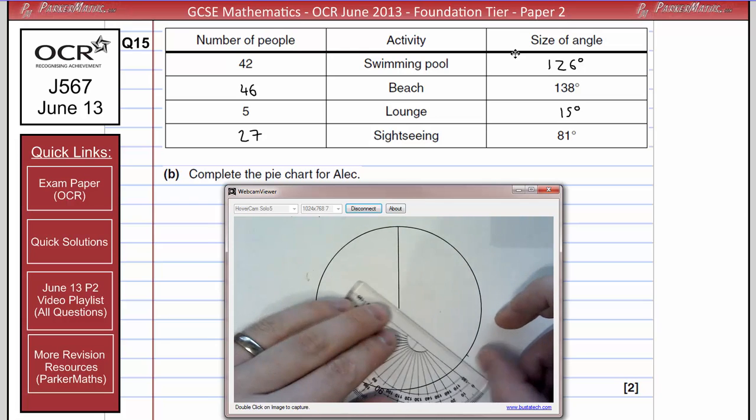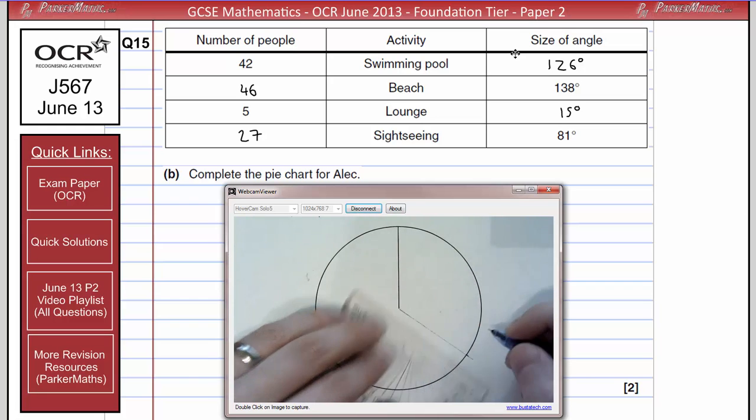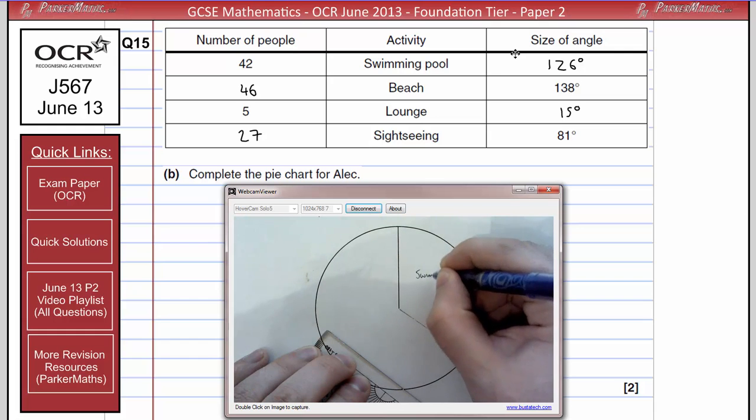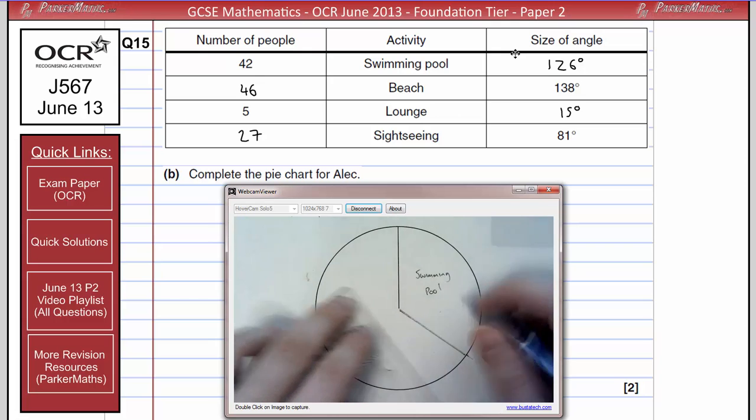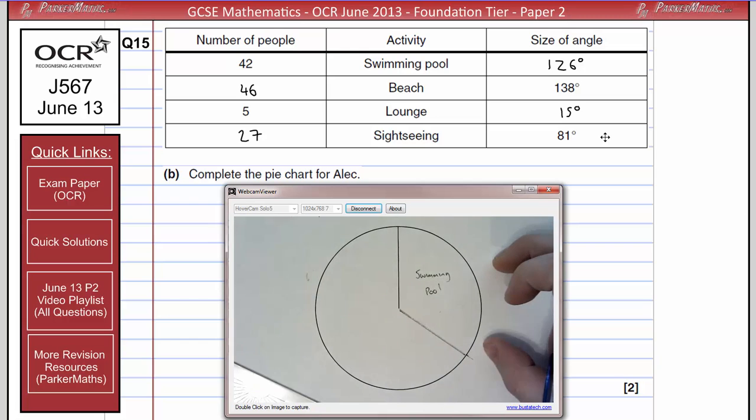Then we're going to join the middle of the page up to that line. So that part of the pie chart represents a swimming pool. Next, we're going to draw 138 degrees. Now, if you want to, I'm not going to, but you can turn your page around to help you put your protractor on here if you feel more comfortable doing that.